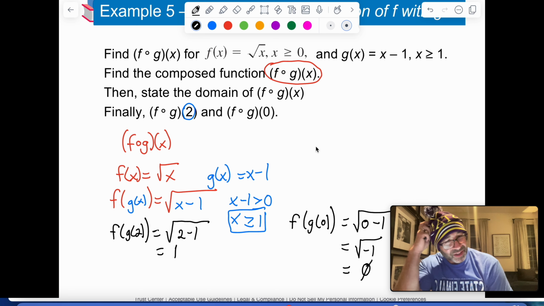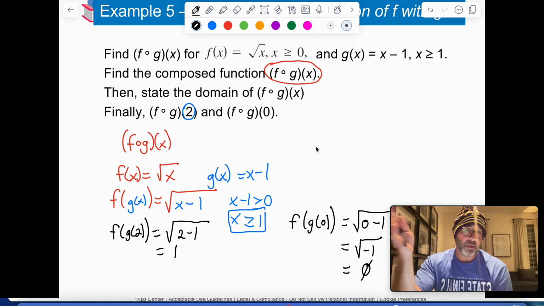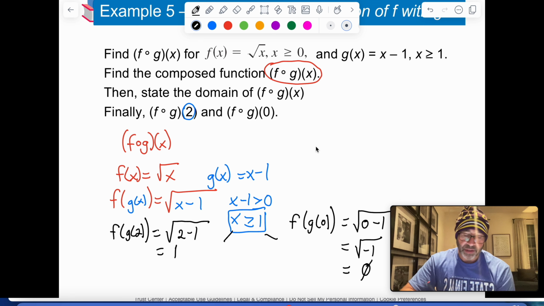Well, why is this? Well, think about what's happened here. As we said in this problem, the domain of this is restricted, right? The domain of this says that x has to be greater than or equal to 1. I'm having you try to put in a 0. So we end up with the restriction because we end up with the negative value. We can't have that. Okay?